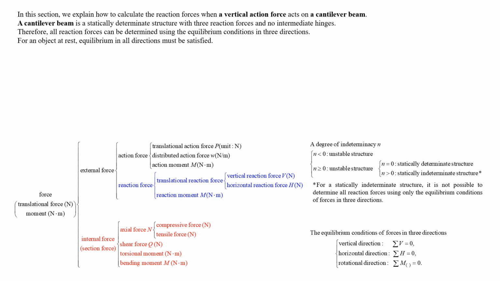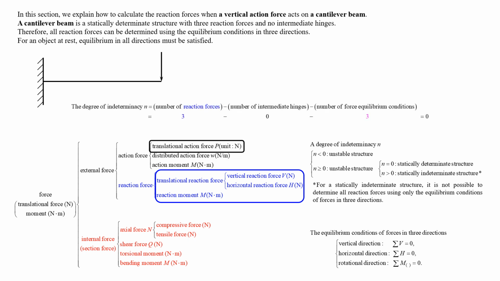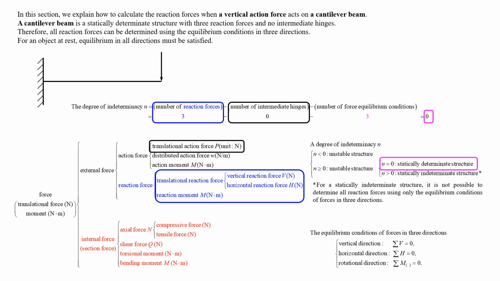In this section, we explain how to calculate the reaction forces when a vertical action force acts on a cantilever beam. A cantilever beam is a statically determinate structure with 3 reaction forces and no intermediate hinges. Therefore, all reaction forces can be determined using the equilibrium conditions in 3 directions.